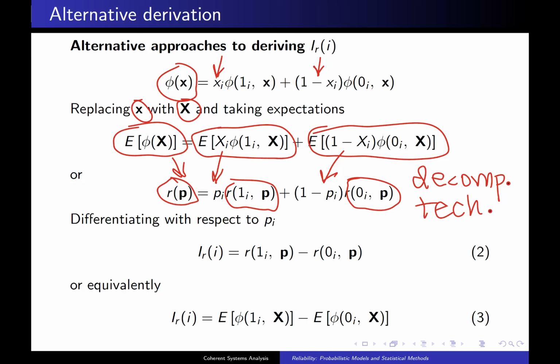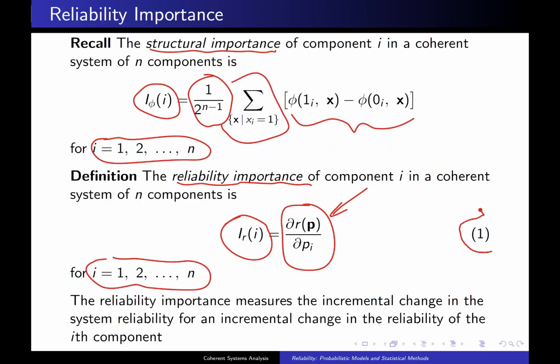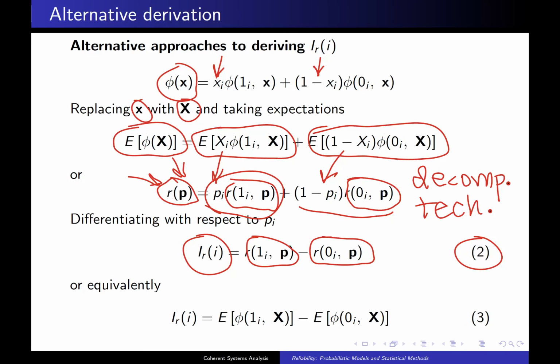Well, when you differentiate this quantity right here with respect to p sub I, when you take that partial derivative, you get the reliability importance. Here, when you differentiate this quantity with respect to p sub I, you just get r of 1 sub I, p. And when you differentiate this quantity right here, notice the 1 drops out, the 1 times r of 0 sub I, p drops out, and you're just left with minus r of 0 sub I, p. And this is given a number. This is the second technique for finding the reliability importance. The first technique was to just take the partial derivative from the previous slide. And finally, a third technique, if you simply use the expectation technique for finding the system reliability, you wind up with this third way of calculating the reliability importance.